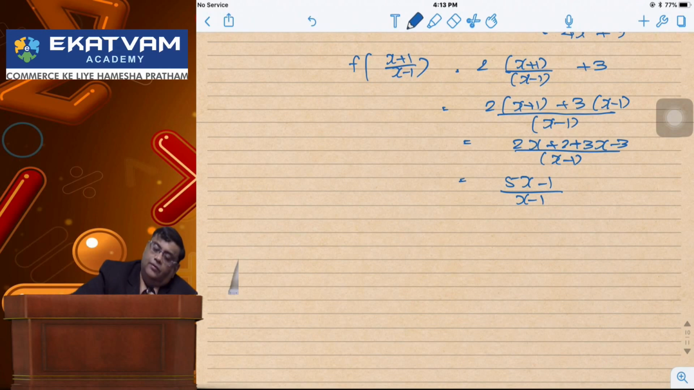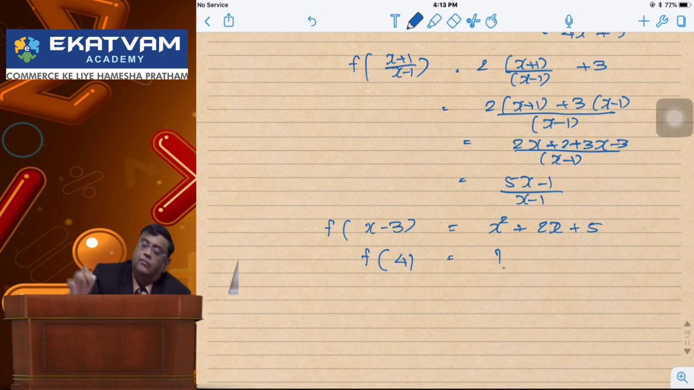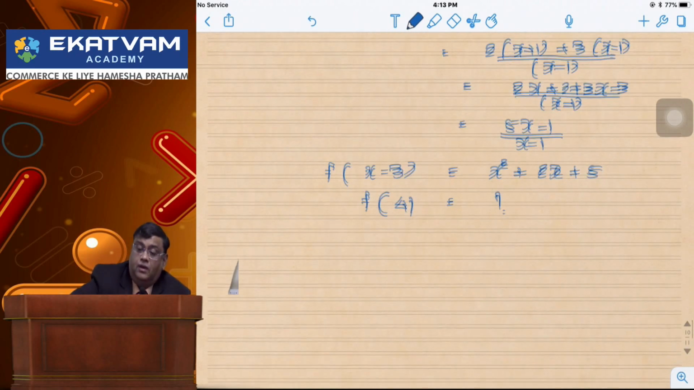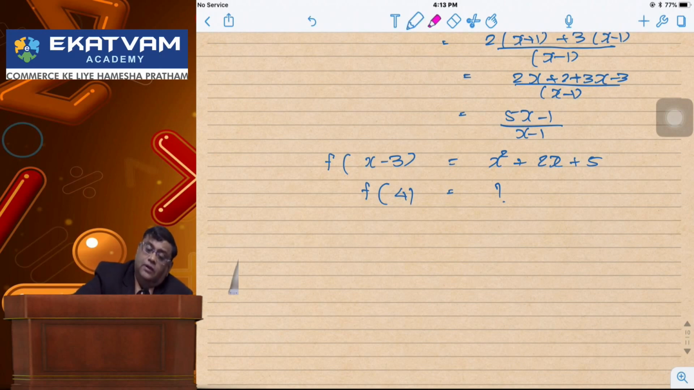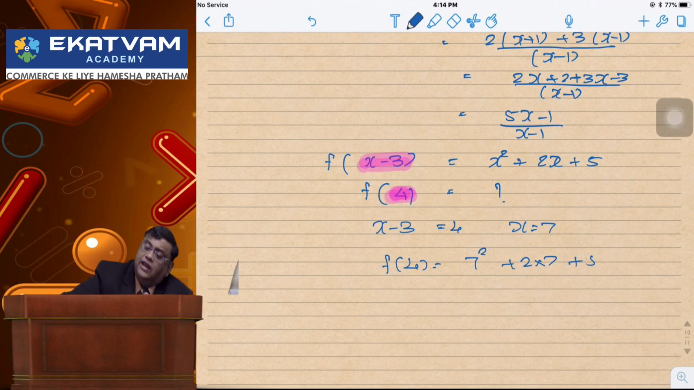If I say f(x - 3) is x square plus 2x plus 5, and I ask you what is f(4), tell me how will you do it? Now x is not 4, this x - 3 is 4. What you have to consider is that x - 3 is 4, that means x is 7. And therefore this f(4) will be 7 square plus 2 into 7 and that plus 5.